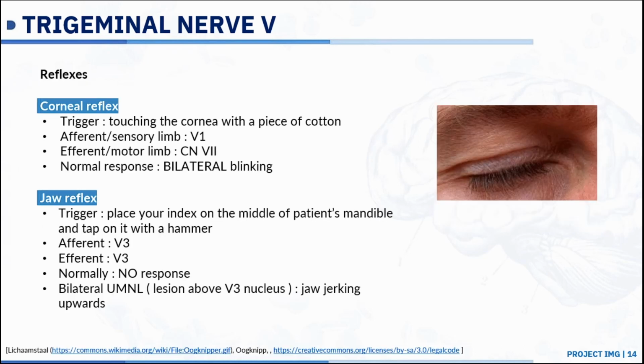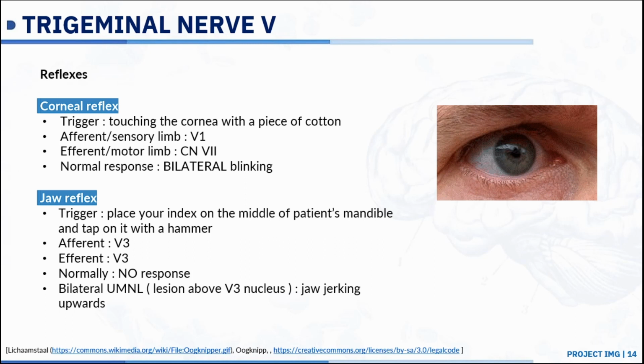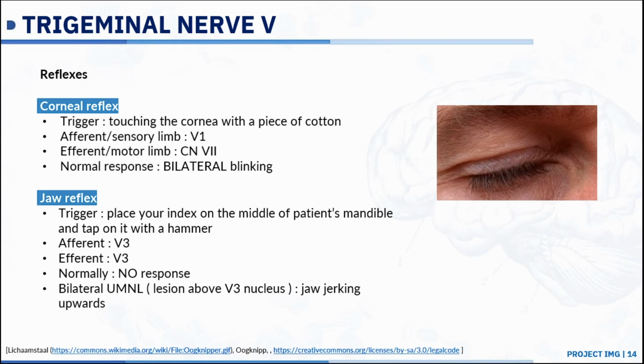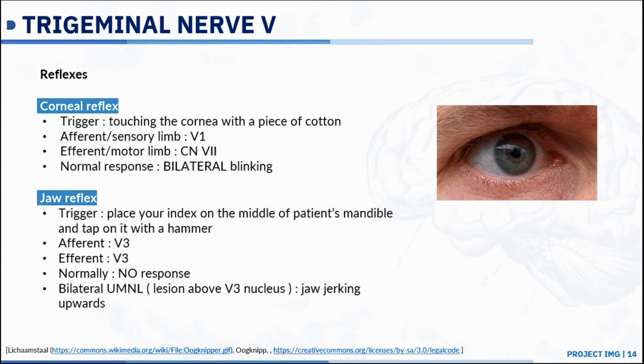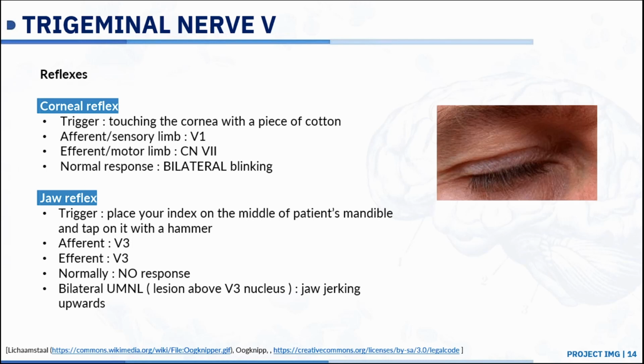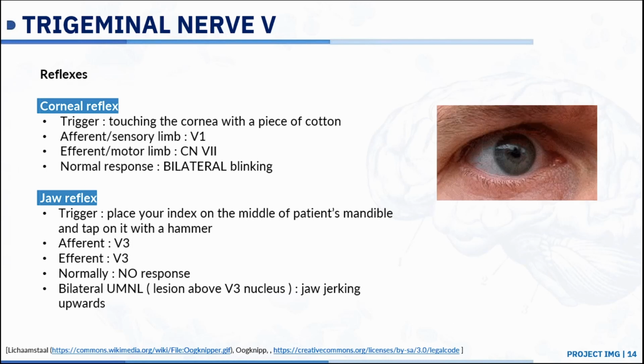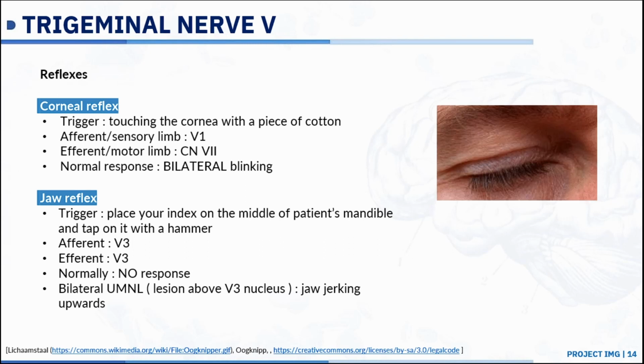Trigeminal nerve reflexes. Corneal reflex. Trigger: touching the cornea with a piece of cotton. Afferent sensory line: V1. Efferent motor line: cranial nerve 7. Normal response: bilateral blinking.